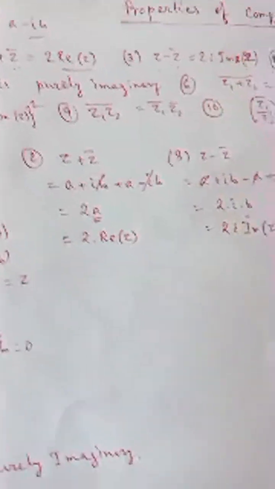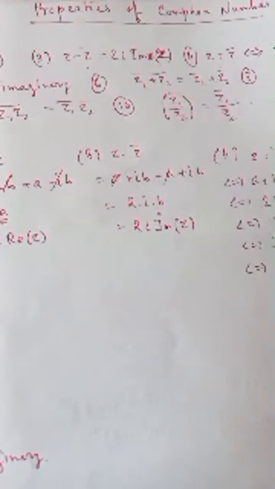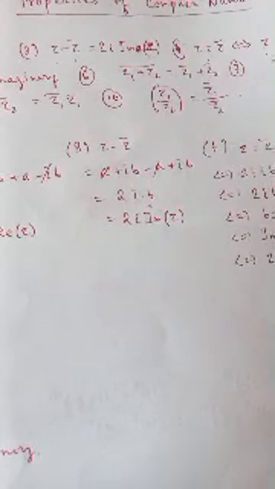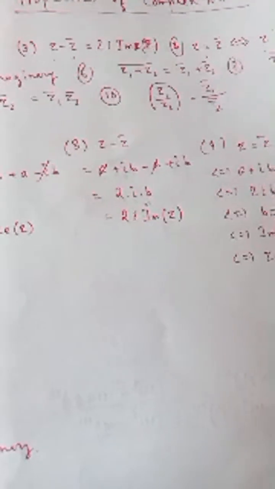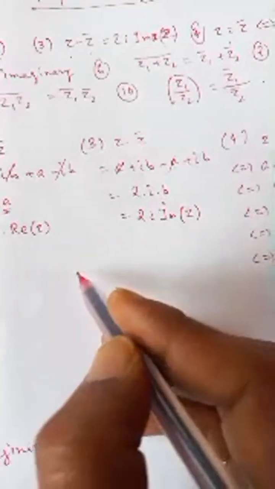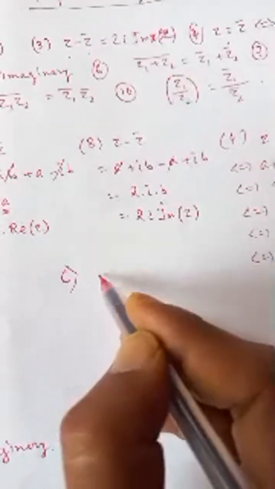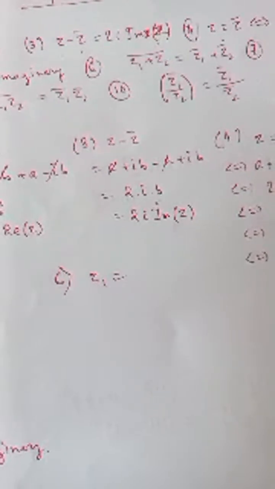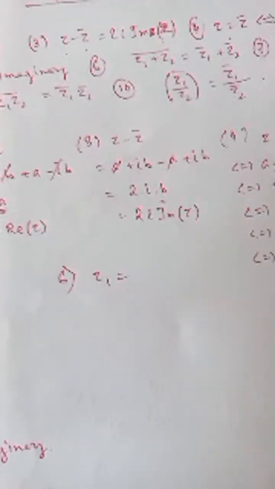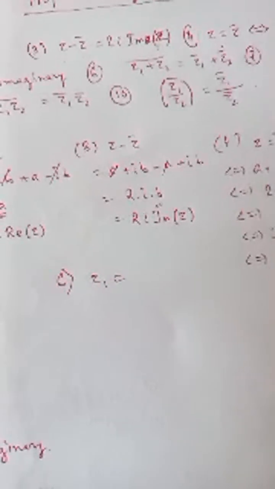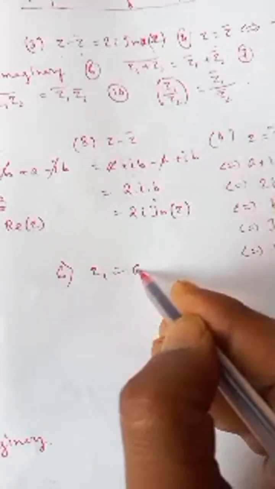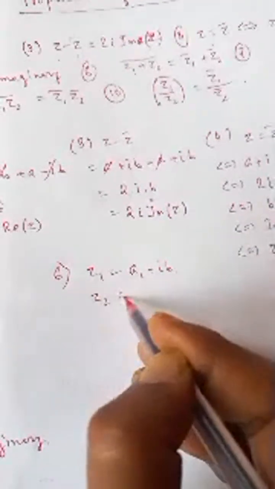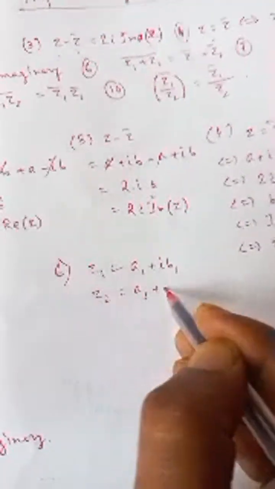And the sixth is the conjugate of Z1 plus Z2 is equal to Z1 bar plus Z2 bar. So here we have to know what Z1 is. We are taking Z1 is equal to a1 plus iota b1 and Z2 is equal to a2 plus iota b2.